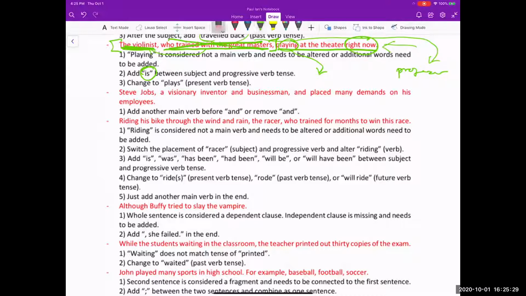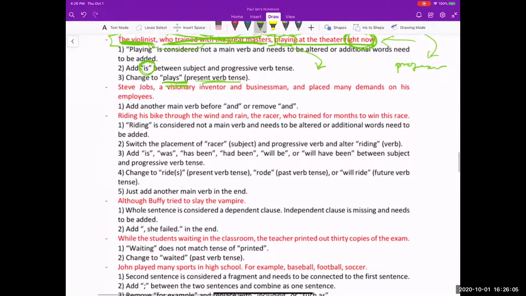So right now you're limited by your choices. If you don't want to just put in "is playing," you can say the violinist who trained with the great masters plays at the theater right now, right? Like "plays." So you could do that. It really depends on the context. The context part is a little bit tough, but that's secondary. You should eliminate the grammar rules that are wrong first, and then go to the context, and that's going to change the tense of your verbs and whatnot.